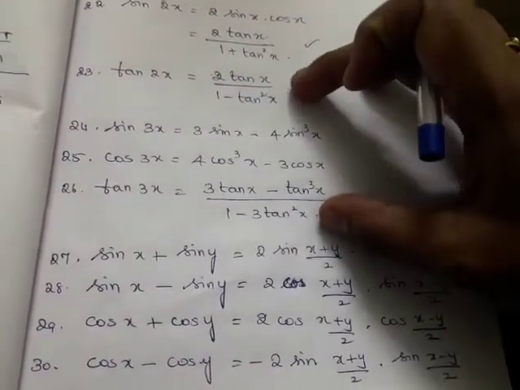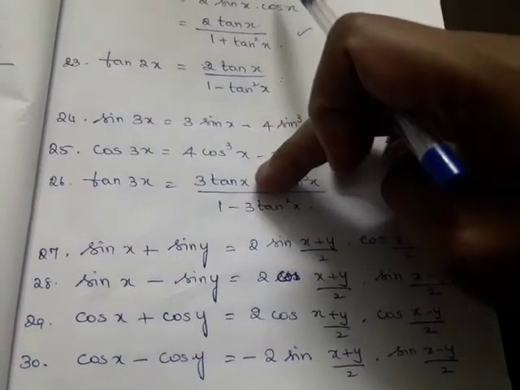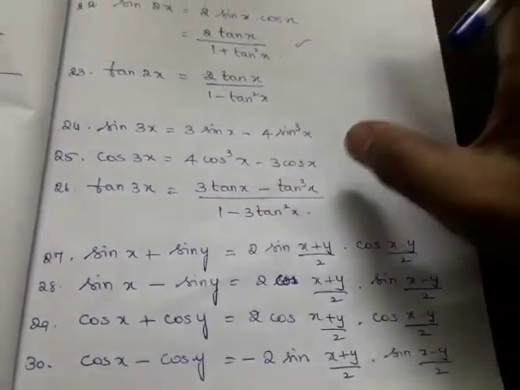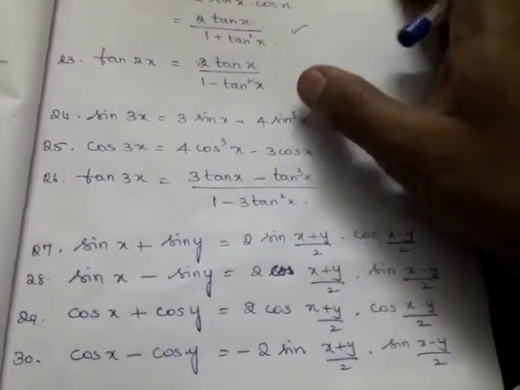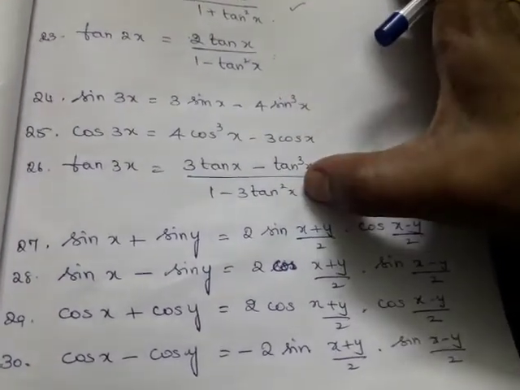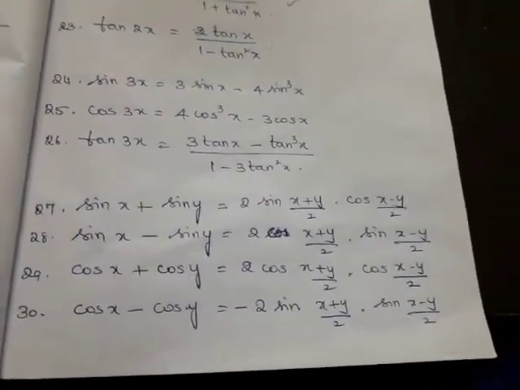It's just the extension. For tan 2x it is 2 tan x, here it is going to be 3 tan x, and you should have a cube term, so minus tan cube x, divided by 1 minus tan square x for 2x, and here it is 1 minus 3 times tan square x. In that way you can remember, right?